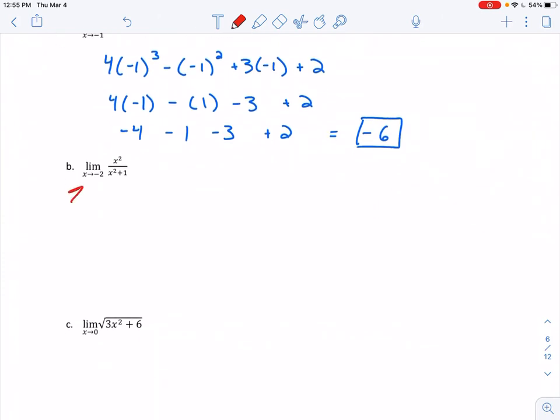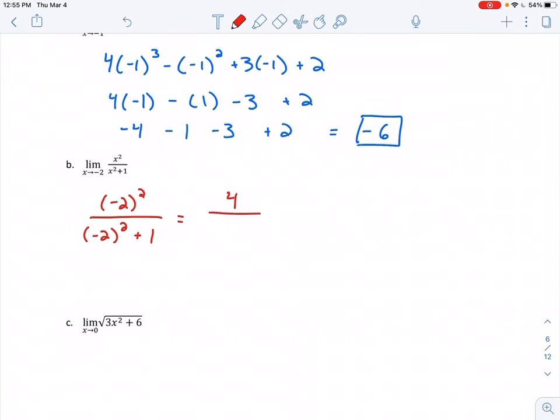Let's look at a rational function up here. Next, it says the limit as x approaches negative 2 of x squared divided by x squared plus 1. I'm just going to take x equals negative 2 and plug it in and see what we get back. So here in this case, negative 2 squared divided by negative 2 squared plus 1. Be careful with your negative signs here. Negative 2 squared, remember, is negative 2 times negative 2, which would be a positive 4, over positive 4 plus 1. Here I end up with 4 over 5. I don't have a 0 in my denominator, so that's my limit.